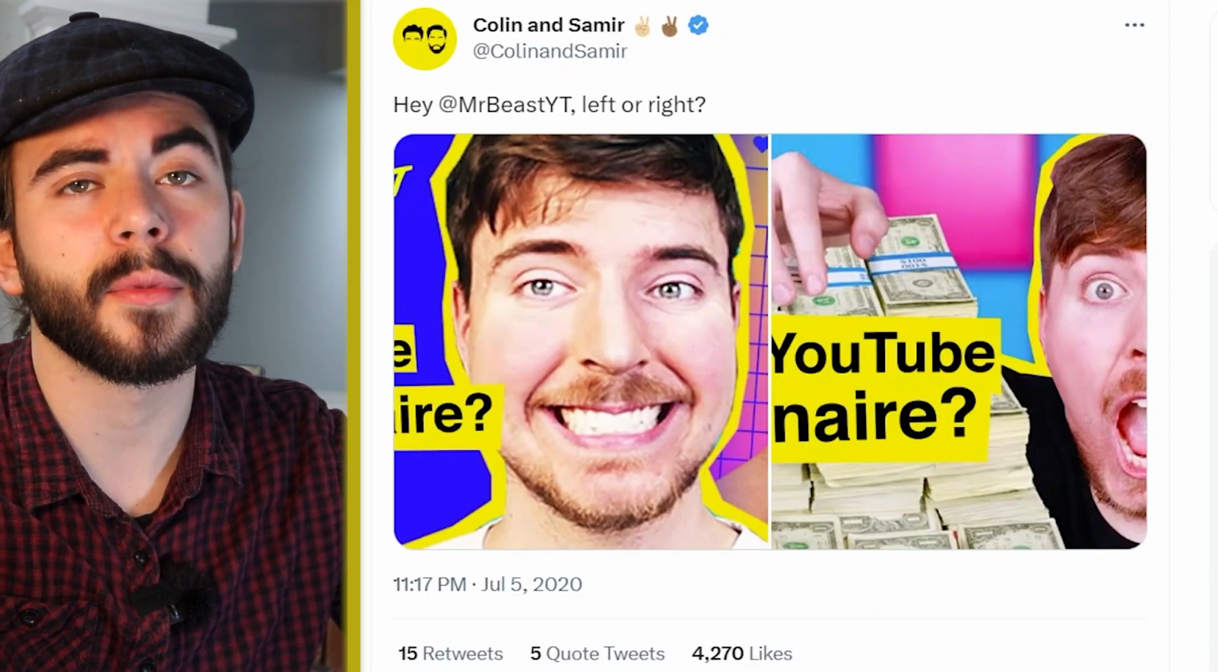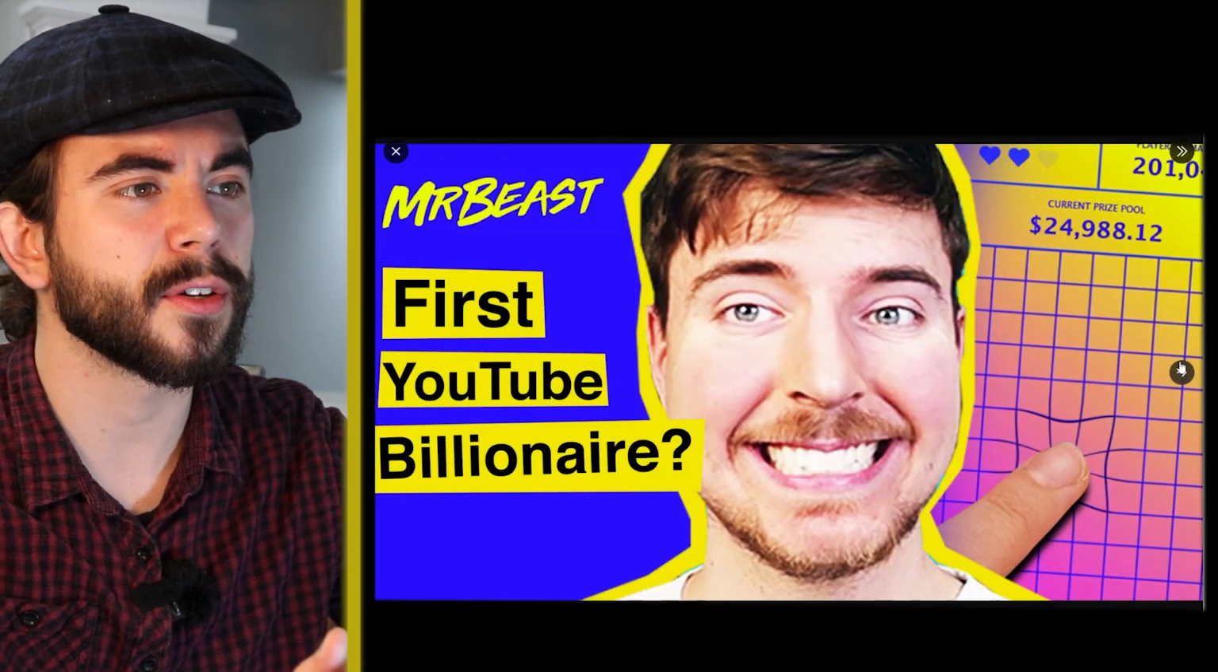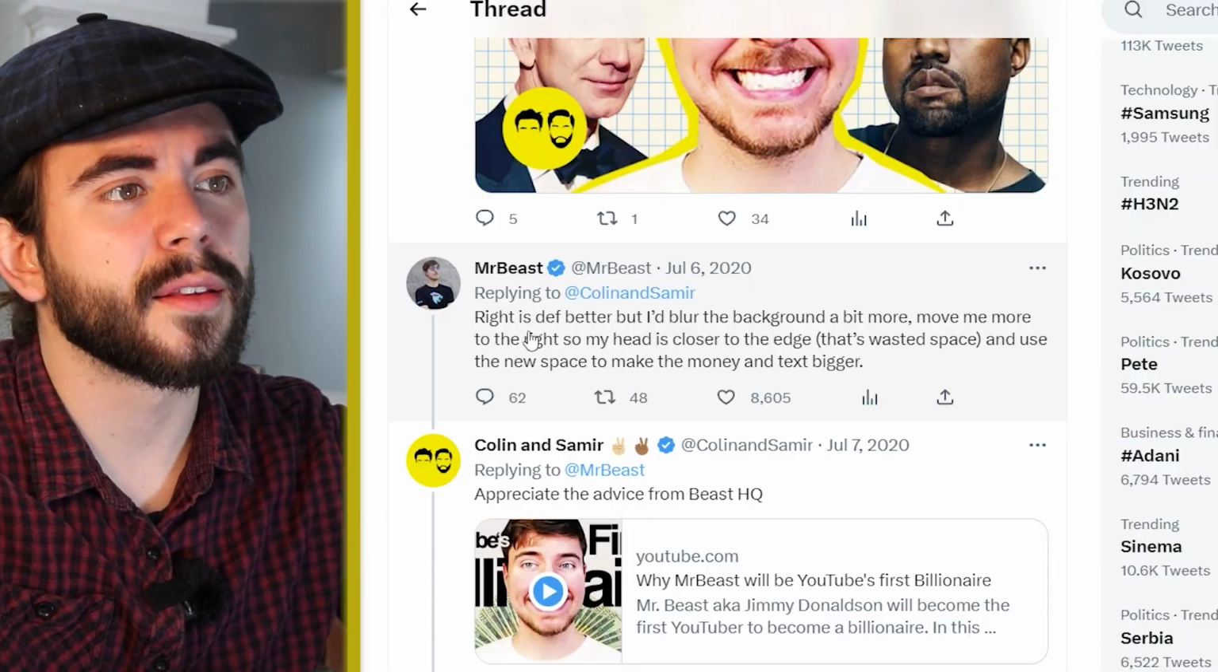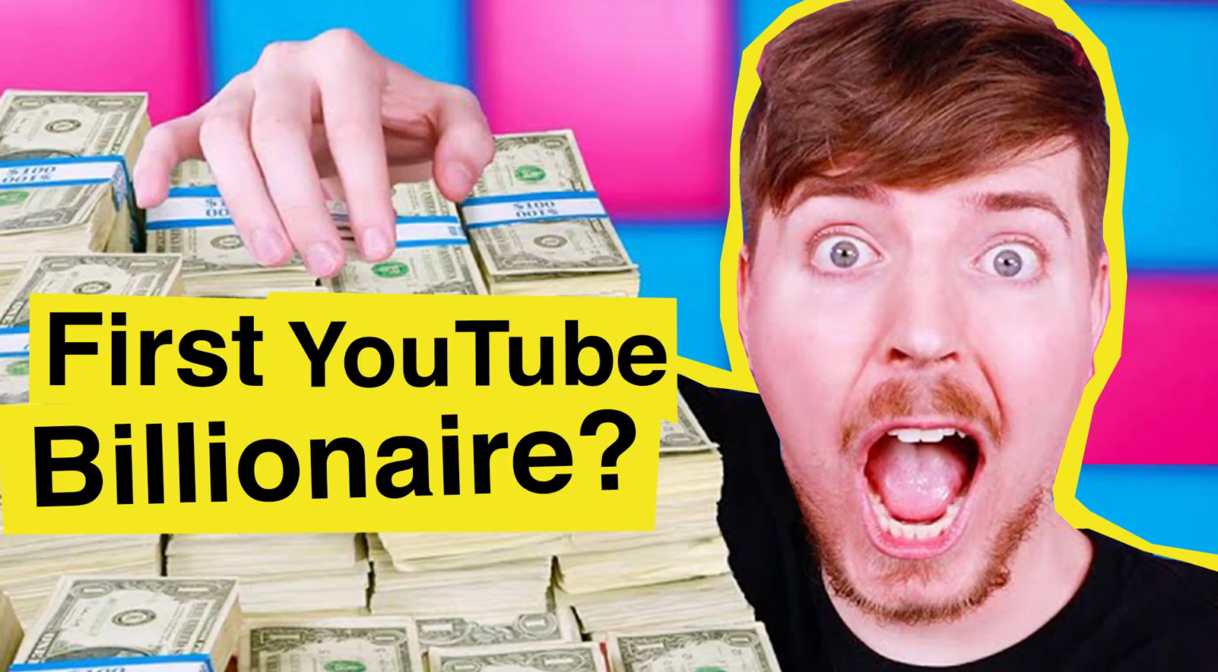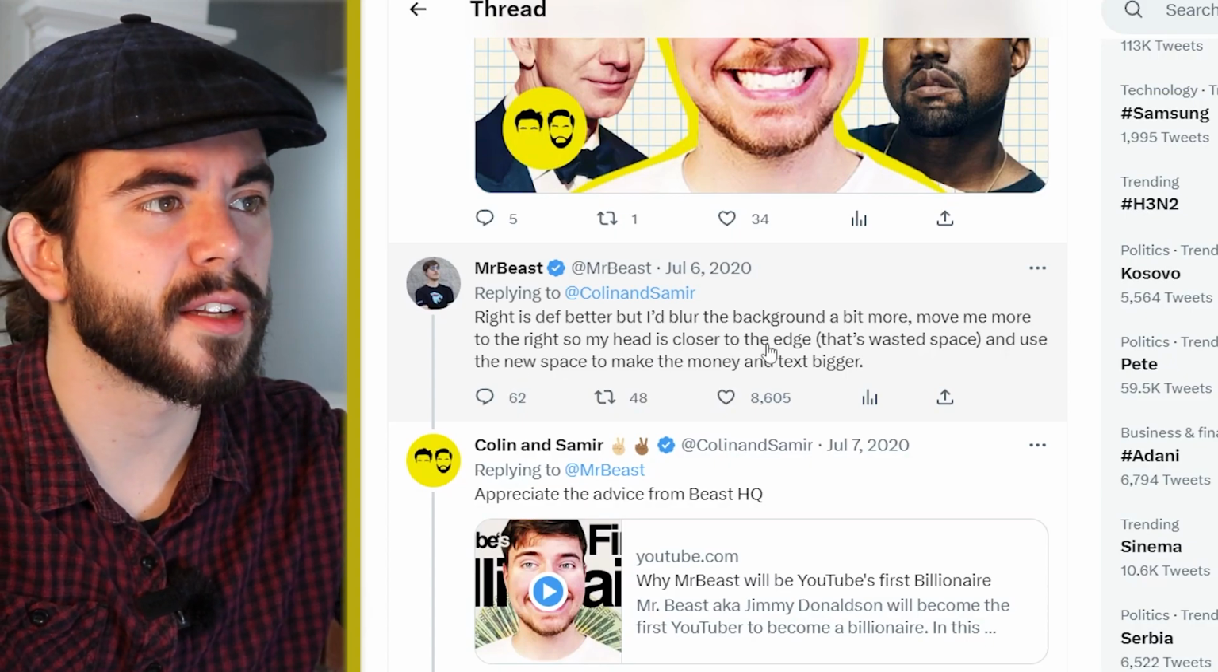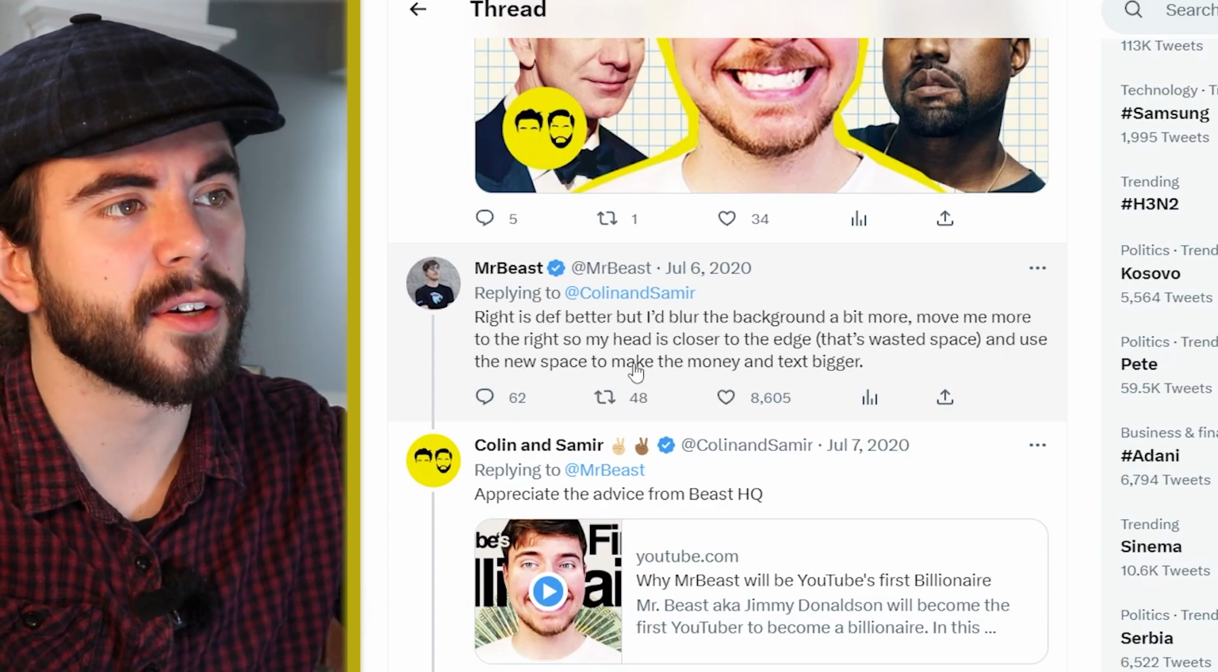Let's take a look at Colin and Samir and break down their tweet. So they asked to either use this one or this one. He said that the right is definitely better, but blur the background a little bit, move him to the right to not waste any space, and use the space to make the money bigger and text bigger. Isn't that extremely valuable? And we're only getting started.